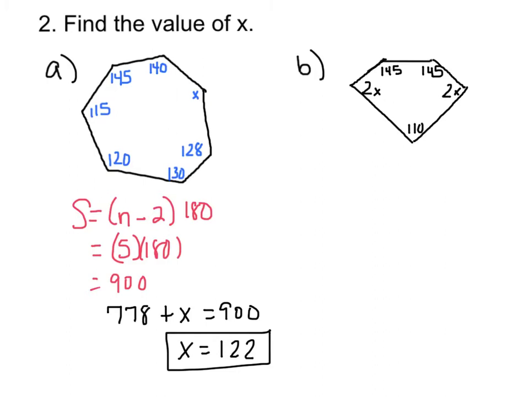So now we look at the second example. We know if we want to add these all up, we have to first figure out how many sides there are. So 1, 2, 3, 4, 5. So we take 5 minus 2 times 180. That would be 3 times 180. And 3 times 180 gives you 540.